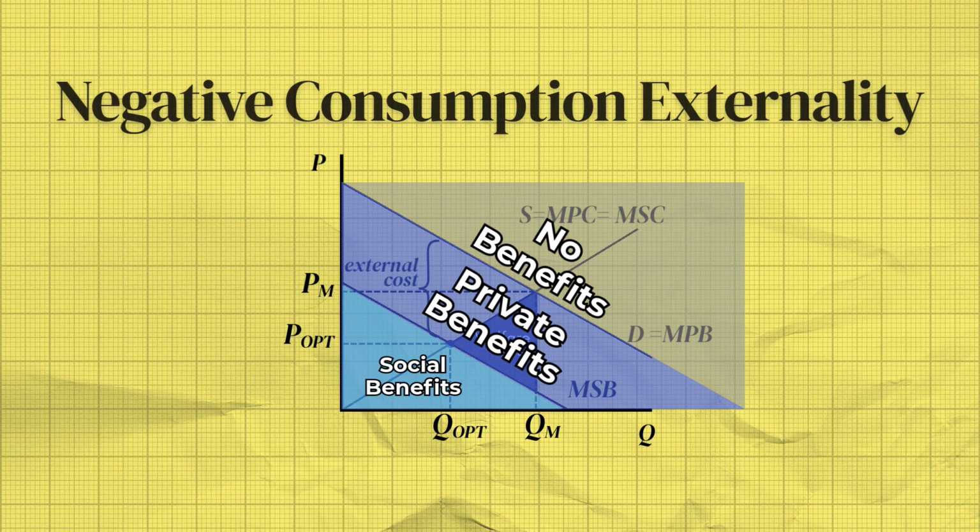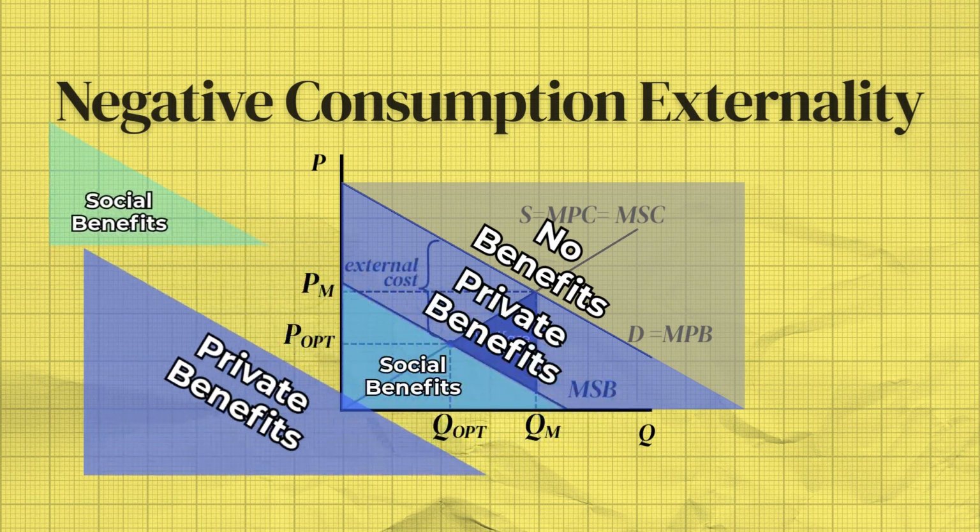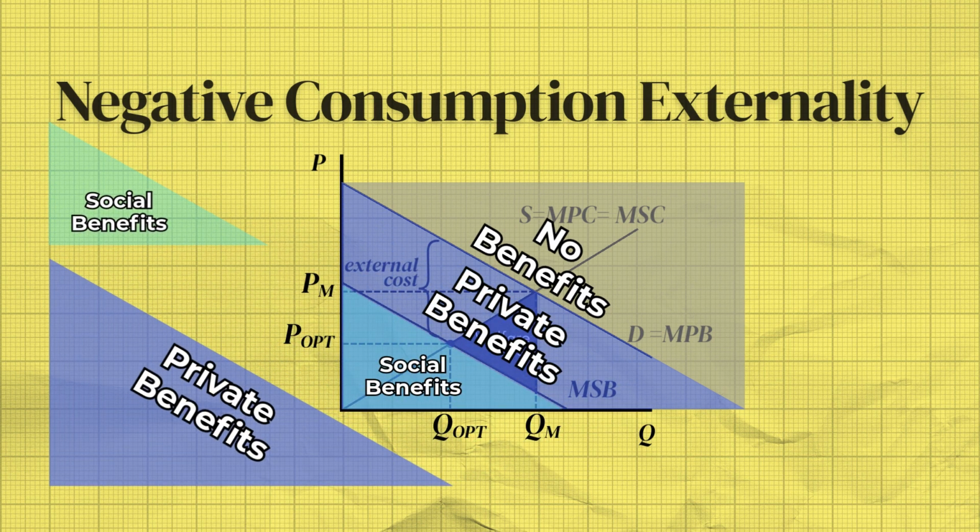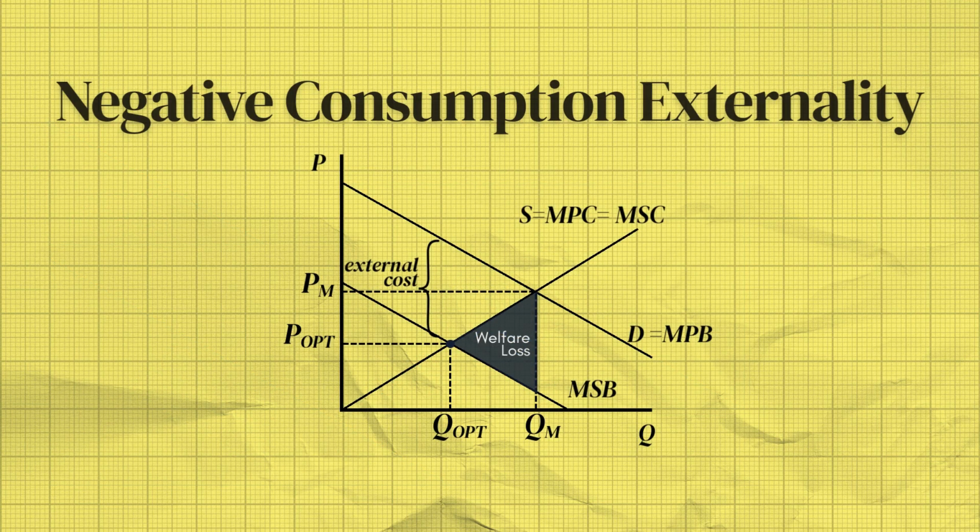But of course, the benefits gained by society will always be less than the private benefits, and that's why it's a negative externality of consumption. And then the welfare loss shows that there's an over-allocation of resources, and society would be better off if less of the good was consumed. You can see our welfare loss triangle is pointing to a lower quantity.